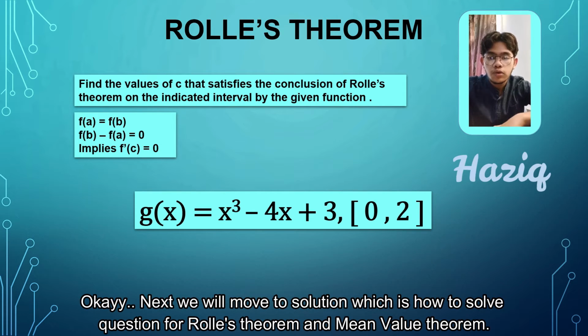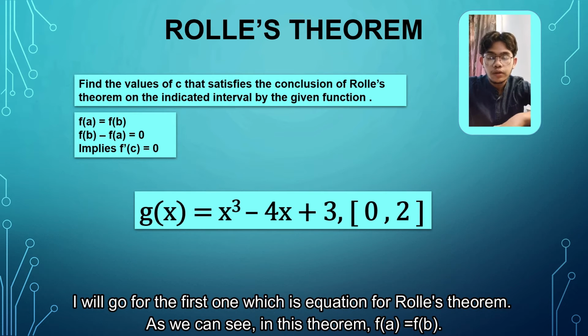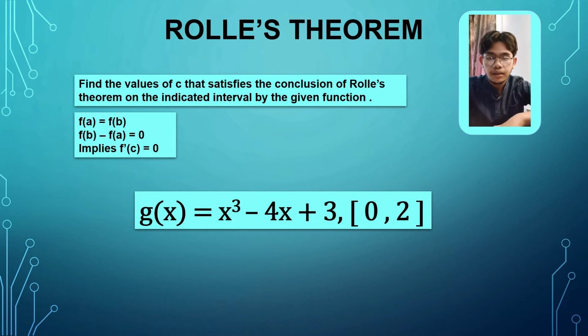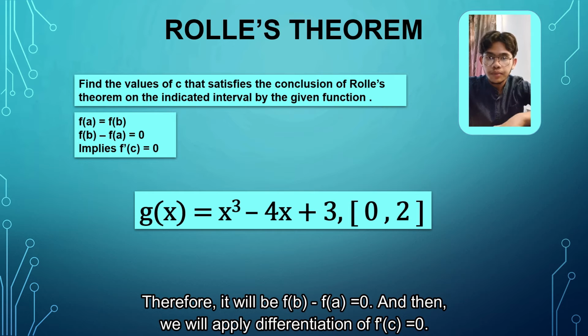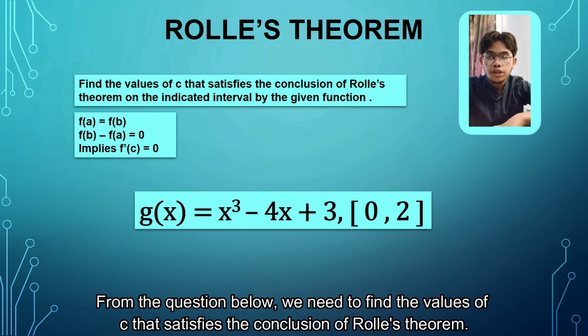Next we will move to solution, which is how to solve questions for Rolle's theorem and mean value theorem. I will go for the first one, which is the equation for Rolle's theorem. As we can see in this theorem, f(a) equals f(b), therefore f(b) minus f(a) equals 0, and then we will apply differentiation of f'(c) equals 0. From the question below, we need to find the values of c that satisfy the conclusion of Rolle's theorem.